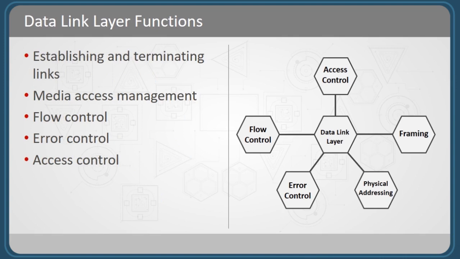We also see establishing and terminating the links, so we know when to open the communication and close it. Media access management, meaning who is actually using the media at this point in time. Flow control, error control, and access control. These are all implemented at the data link layer to just implement some form of management to the communications, because if there's no management, then basically everyone is going to try to access the media at the same time, and there's just no way to control that type of traffic. So the data link layer starts to implement these types of control mechanisms.